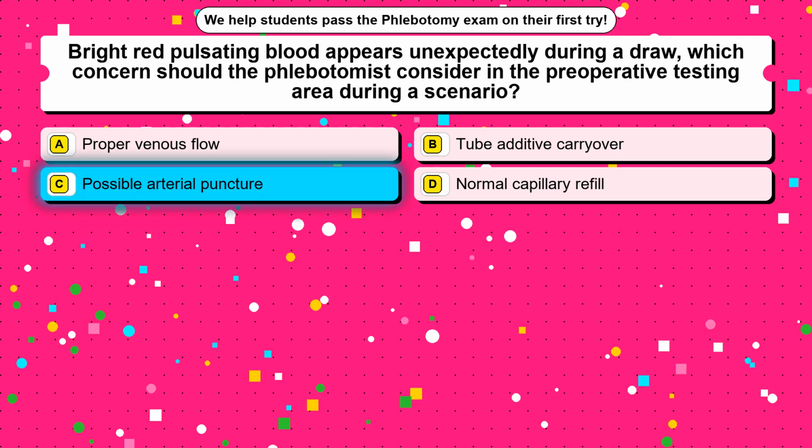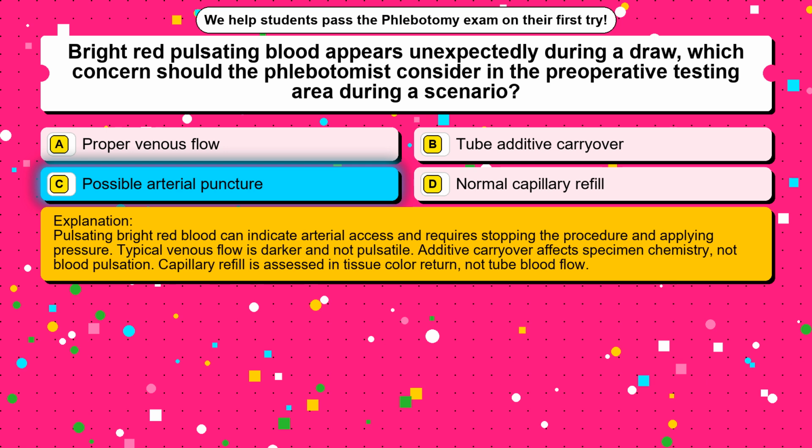The correct answer is option C. Possible arterial puncture. Pulsating bright red blood can indicate arterial access and requires stopping the procedure and applying pressure. Typical venous flow is darker and not pulsatile. Additive carryover affects specimen chemistry, not blood pulsation. Capillary refill is assessed in tissue color return, not tube blood flow.